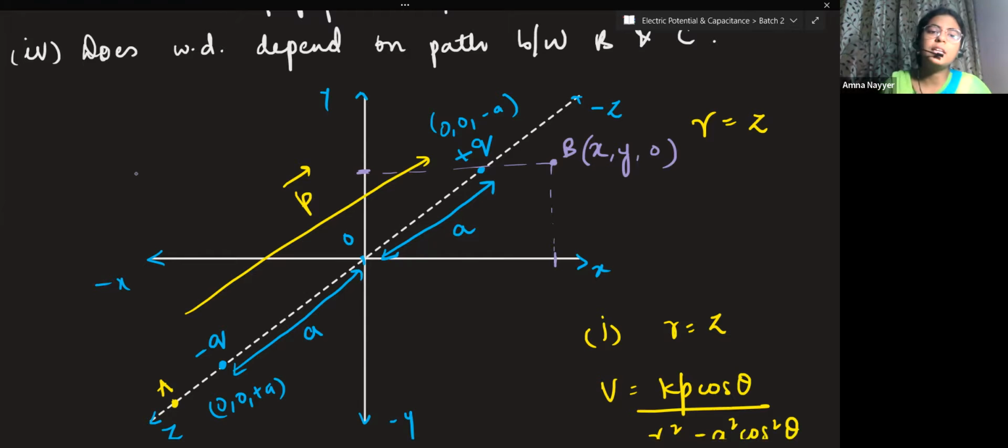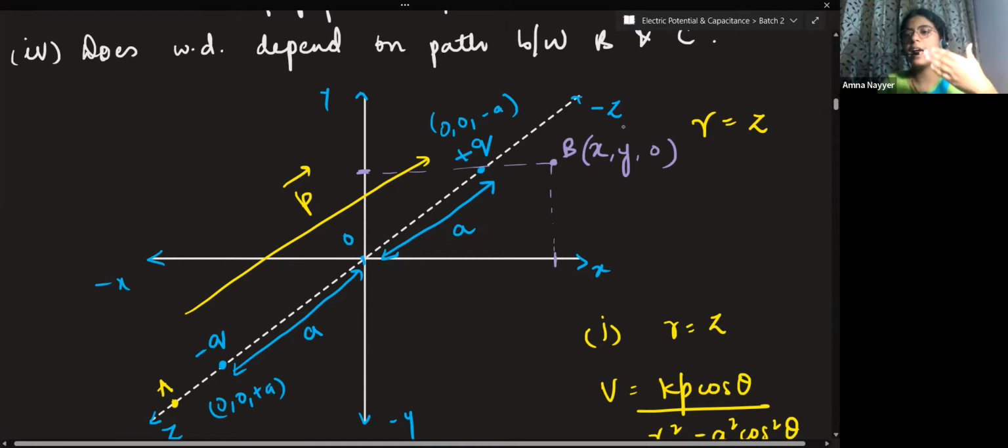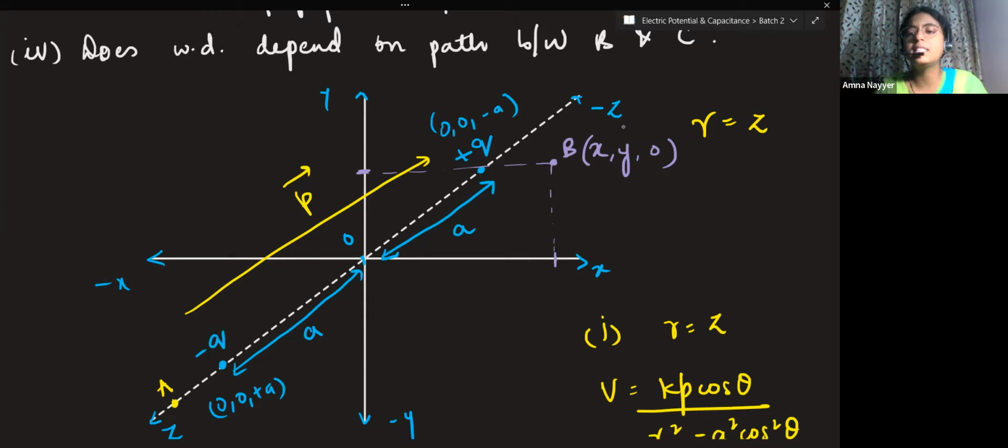Just tell me one thing, any one of you can tell. If your point lies on the xy plane, what angle will it be making with the z-axis?